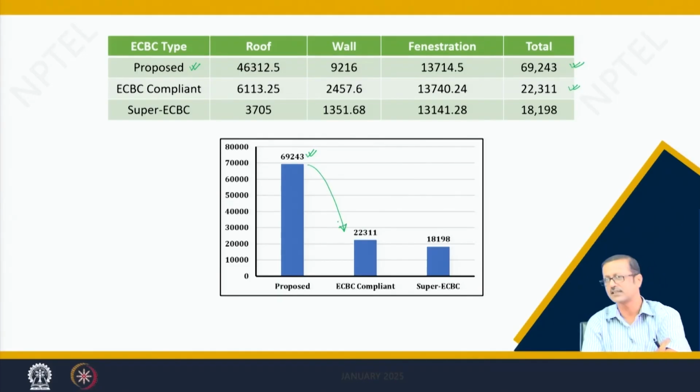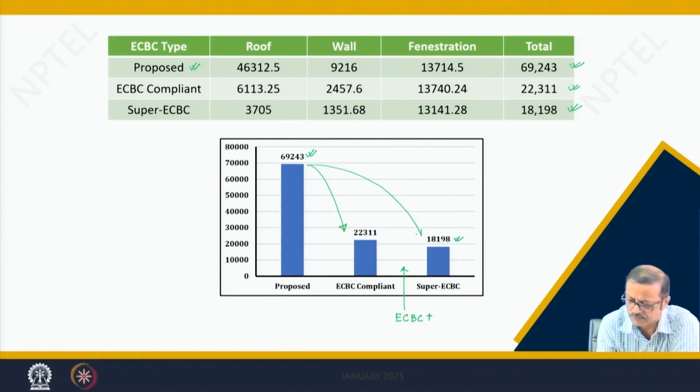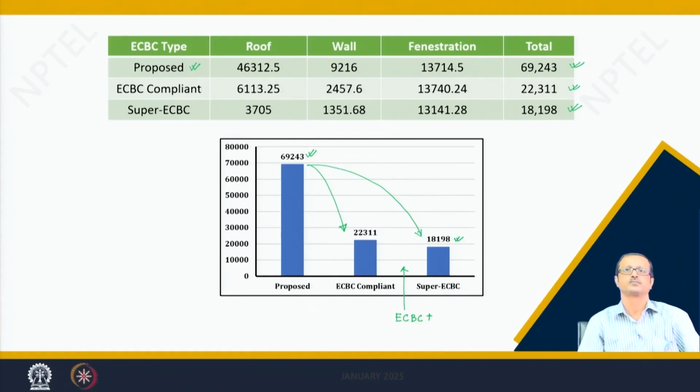Somehow we have to insulate the building. If we want to achieve a super ECBC, it is further below 18,000. In between there may be an ECBC plus. I have not calculated it, but it may be between 22,000 and 18,000, maybe 20,000 or something. So, if you make more insulation or something like that, then you can actually get the super ECBC.